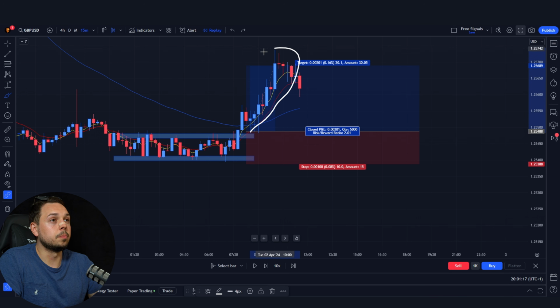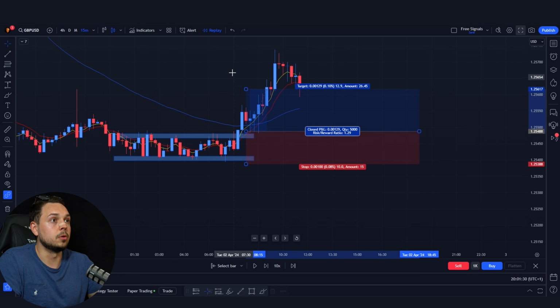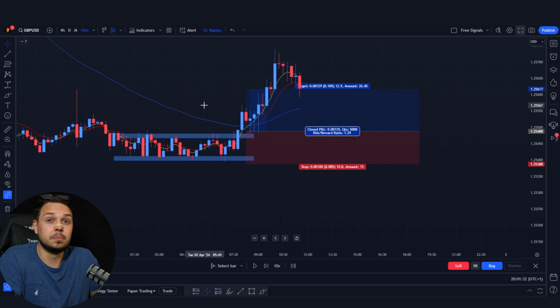So we had the strong push towards the upside. Once the 5 and 10 EMA lines have been broken with a red candlestick, in this case, you close off the trade early, and there we go. This would be your profit gain, around 12 pips profit.